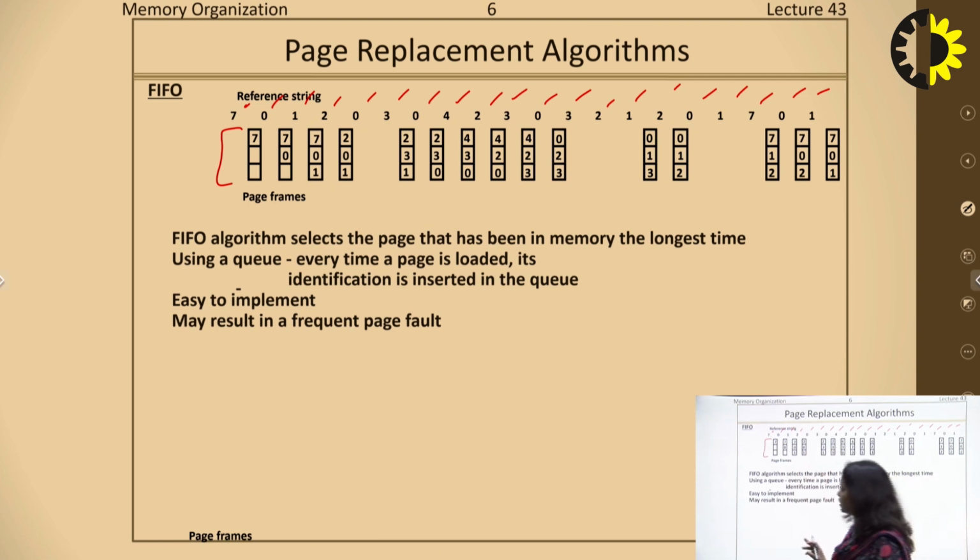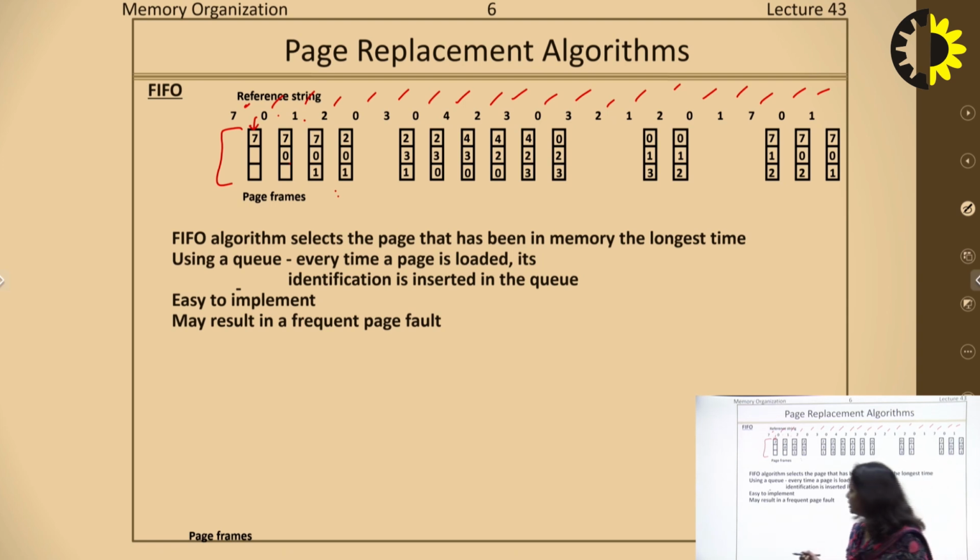First of all, insert 7 into the memory, the first insertion. Then we have 0 in the string, so insert 0. Then we have 1 in the string, so we insert 1. 7 is the first one to enter the memory, 0 is the next one, and 1 goes into the third location. Now our memory is occupied and we have 7 0 1 in our frame.